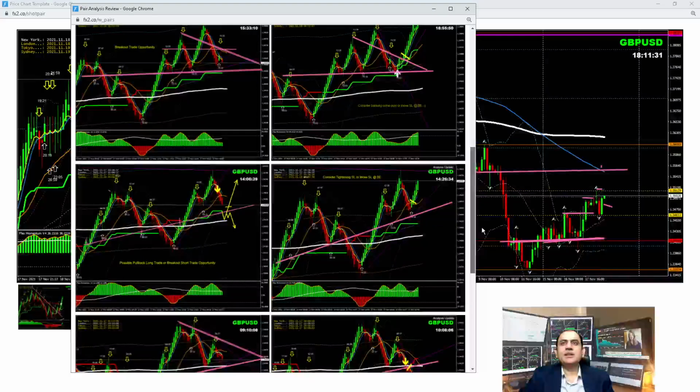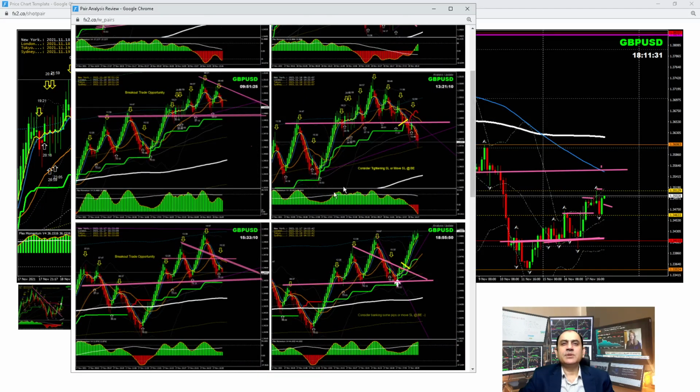As you can see here, we were long. That's what I explained to my traders, pullback long here, and then this was again from yesterday. This is the breakout trade, because most of the traders were expecting the market to come down.